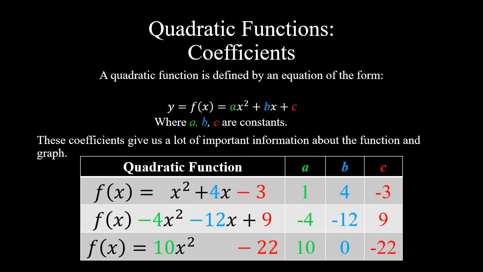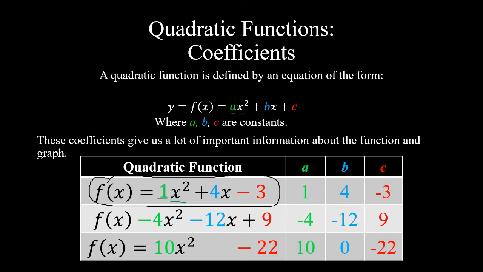So I have a table. There are 3 different quadratic functions here, and I want to go through and talk about what A is, what B is, and what C is, what those coefficients are in each of the quadratic functions. So let's start with this first one, f of x equals x squared plus 4x minus 3. I might say to you, what are the coefficients in this quadratic function? What are A, B, and C? Well, we know that A has to come before that x squared term, so it's the coefficient in front of our x squared term. Well, here's our x squared term. What's the coefficient in front of this?